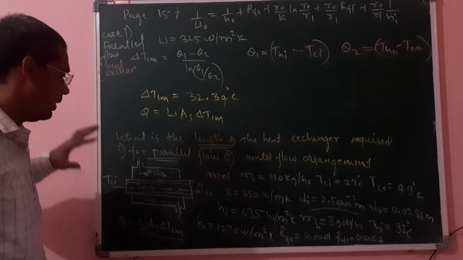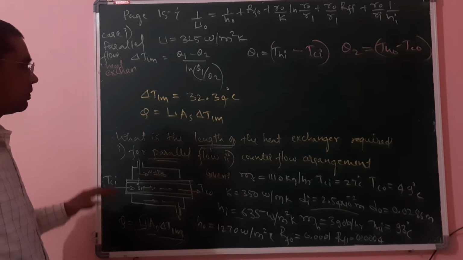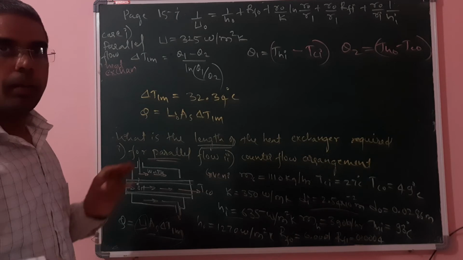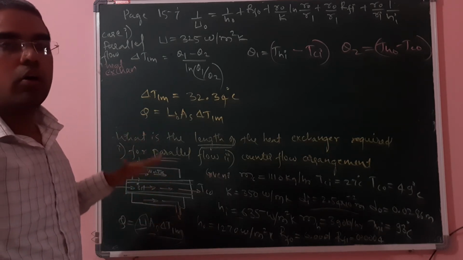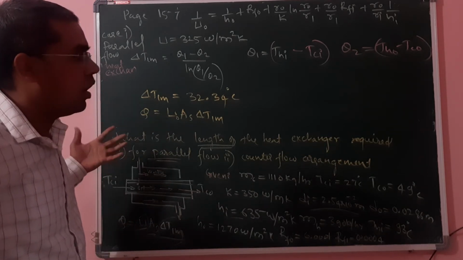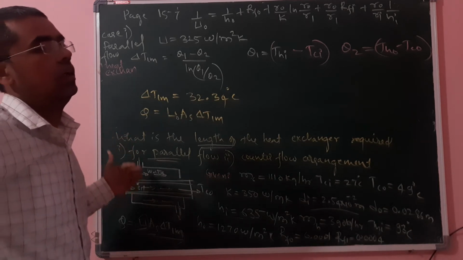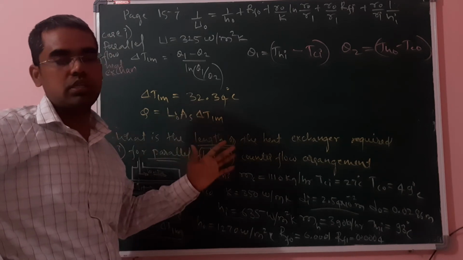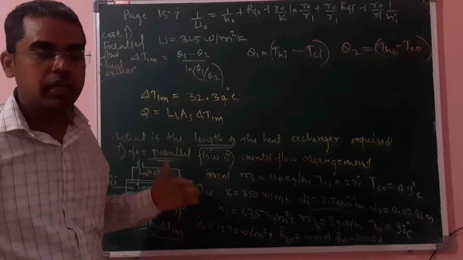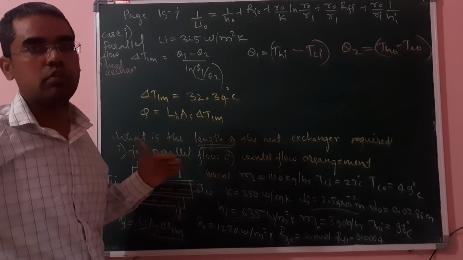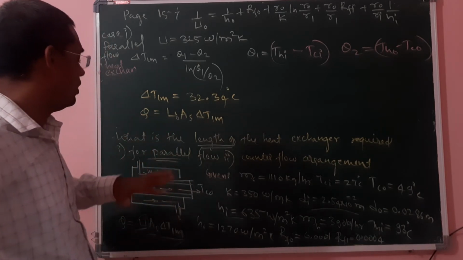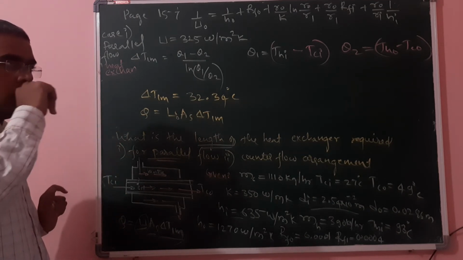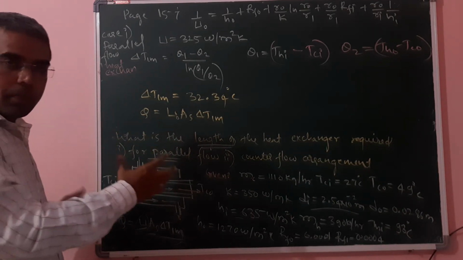We have calculated the overall heat transfer coefficient based on the outer surface. Here the hot fluid is on the outer side, therefore we have to calculate the overall heat transfer coefficient based on the outer surface. If the hot fluid is on the inner side, we have to calculate it based on the inner side. When it is heating, because we have to do this for design purposes.